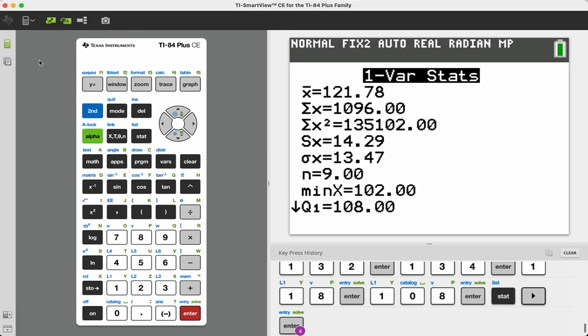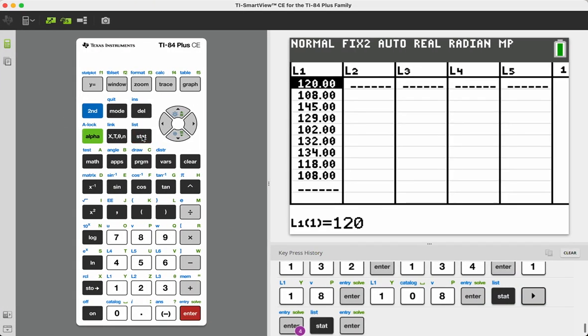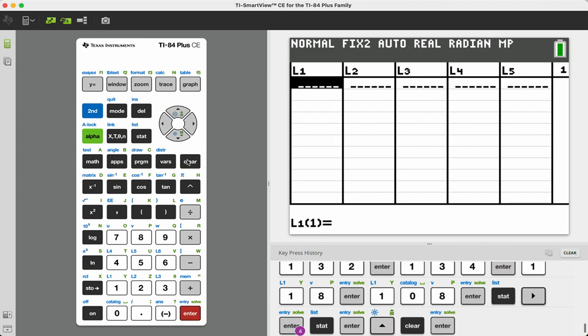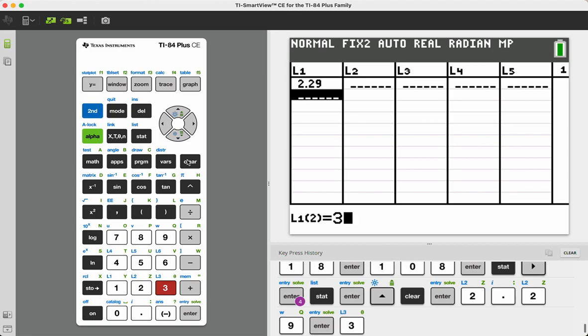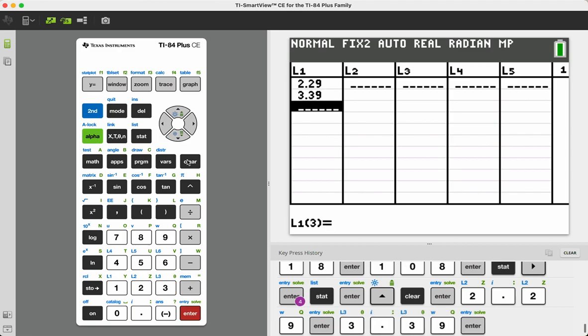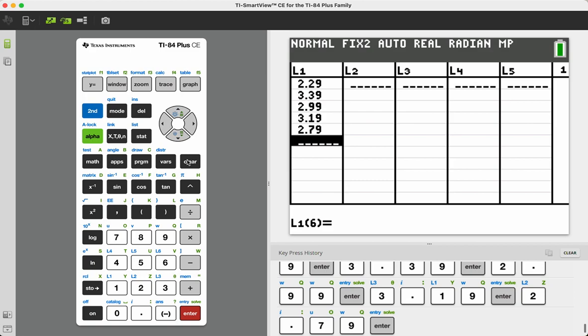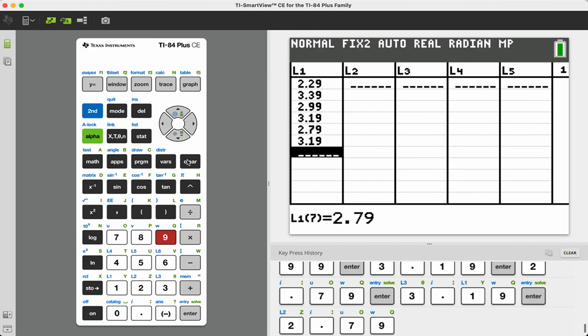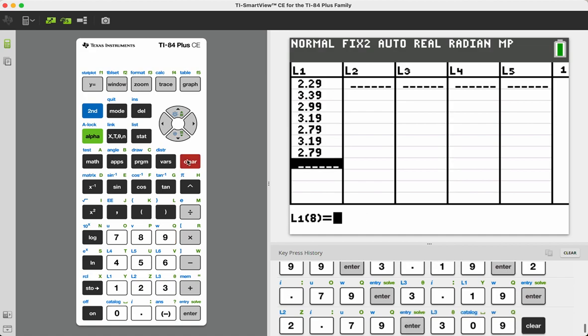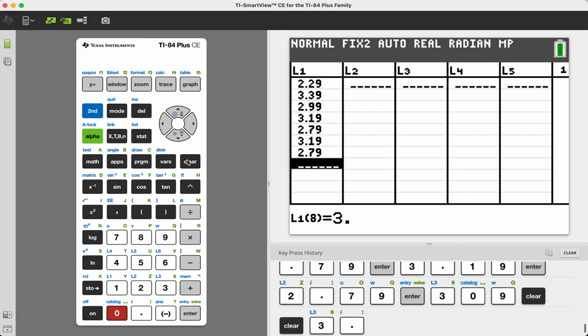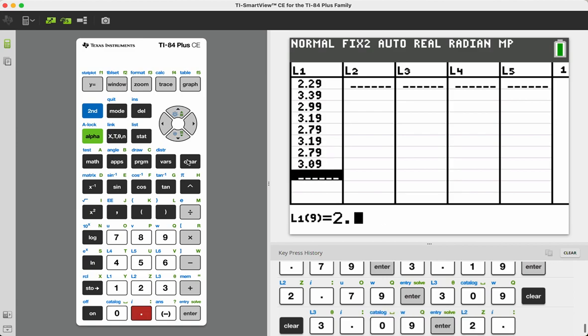All right, so let's start typing these into our calculator one more time. Clear this again. Clear, not delete. If you do delete it, please let me know. I can help you. 2.29. You don't have to put, obviously, dollar signs in these. 3.39. 2.99. 3.19. 2.79. 3.19. 2.79. Oh, we got lots of mode in this one. 3.09. That's going to make calculating our mean absolute deviation a lot easier, and I'll show you guys how that works in a moment.